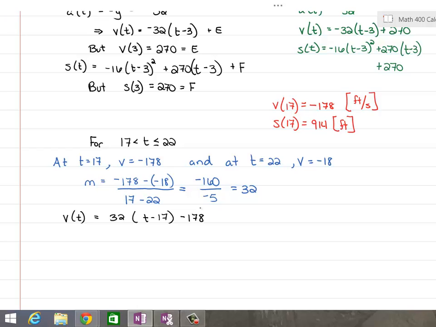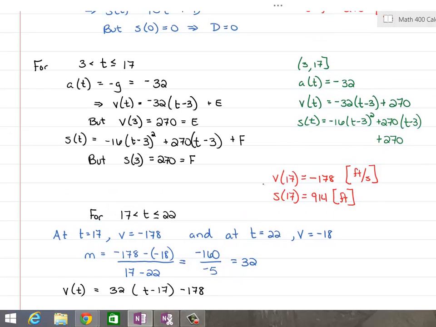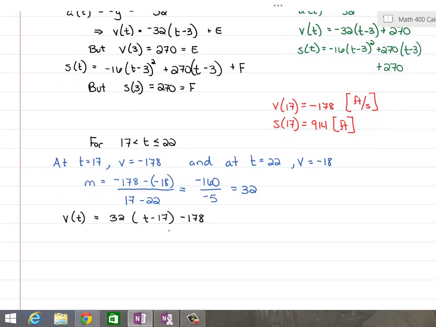Now, just double check my work here. When t equals 17, the first term disappears and the velocity is negative 178, which matches this right here. Okay, so that works out. And then this is a linear function, so let's see what happens at time 22. Time 22 minus 17 is 5 times 32. I'm just going to double check my work here. 32 times 5.